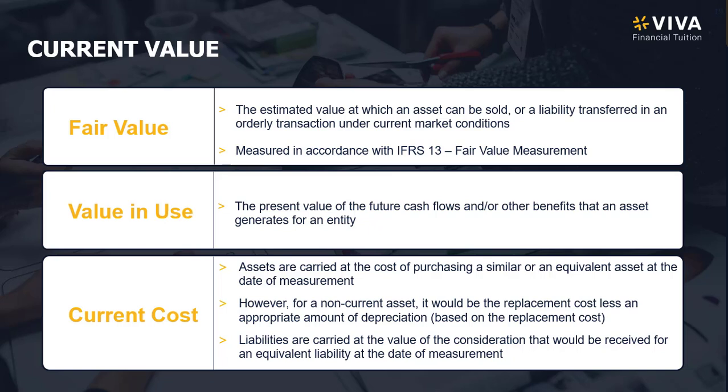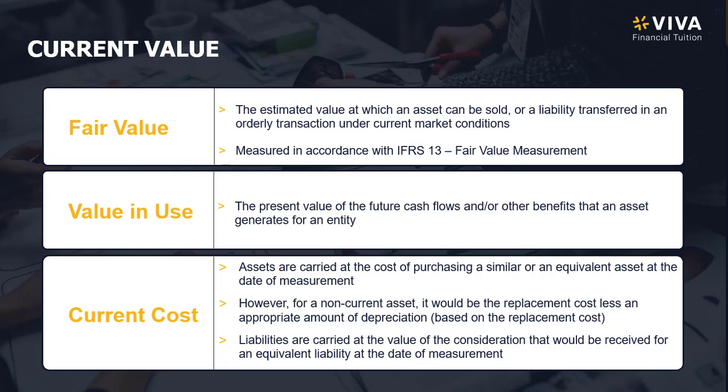Alternatively, current value could be value in use, and value in use is not what you're going to sell something for, it's what you're going to get if you keep it. So if you've got an asset, you could decide to sell it and you would get market value for it, or you could decide to keep it. Value in use is, as you can see from the second bullet point down there, present value of future cash flows that an asset generates for a company. So in order to determine value in use, you would need to work out what the cash flows are that relate to a particular asset or liability, discount them back to present value, and you've got your value in use.